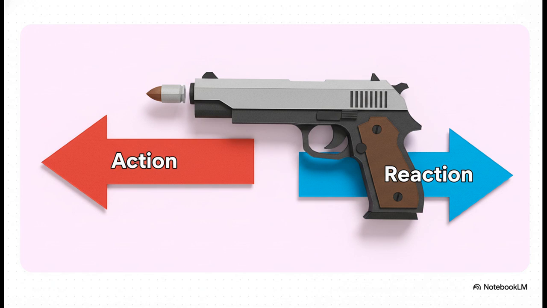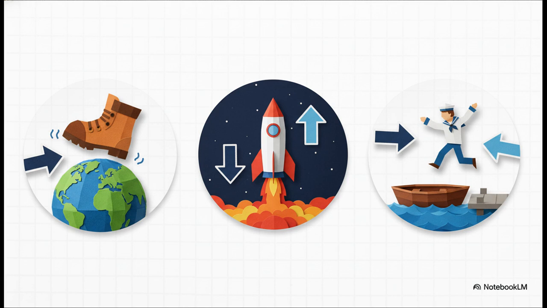When a gun fires, there's an action force of the gun pushing the bullet forward. At the exact same time, there's an equal and opposite reaction force of the bullet pushing the gun backward. The forces don't cancel out because they aren't acting on the same object. And once you get this, you start seeing it absolutely everywhere. To walk, your foot pushes backward on the earth, and in reaction, the earth pushes forward on your foot. That's what moves you. A rocket pushes hot gas down, and in reaction, the gas pushes the rocket up. It's always an equal and opposite pair.